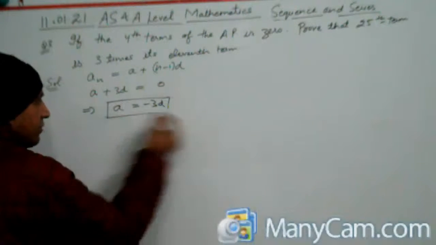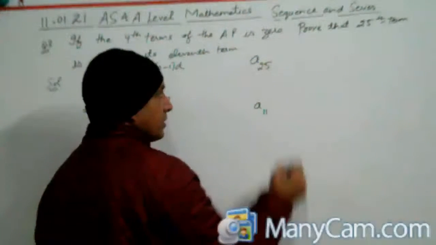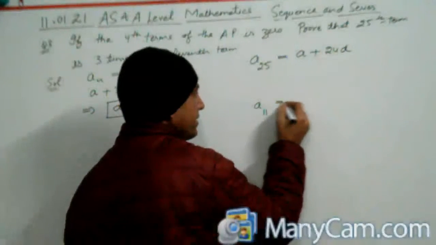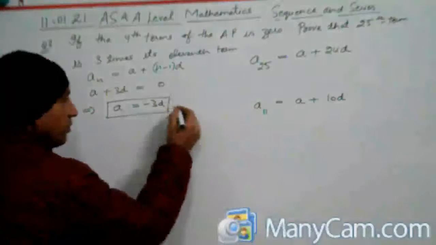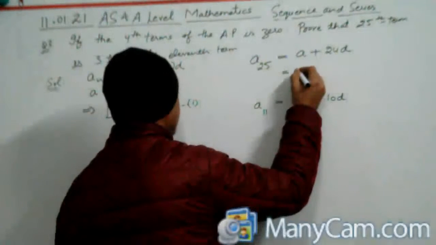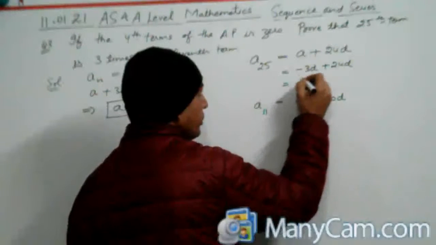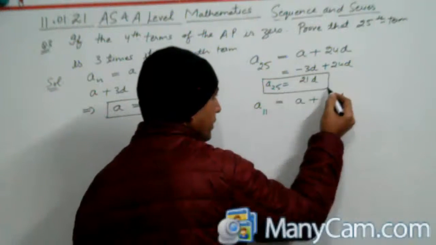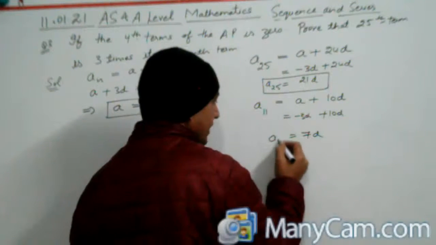Now we want to make the relation with the 25th term and the 11th term. So the 25th term can be written as a plus 24d, and the 11th term as a plus 10d, right? So we will substitute this value of a in these equations. We get minus 3d plus 24d, which is equal to 21d. So A25 is 21d, whereas minus 3d plus 10d is equal to 7d. So A11 is equal to 7d.